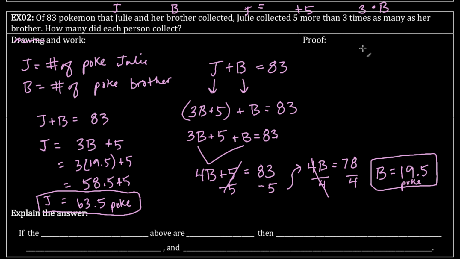Now let's see if they pass the test of adding them together. 63.5 Pokemon and 19.5 Pokemon. When we combine theirs, we should get 83 Pokemon. And we do get 83 Pokemon.